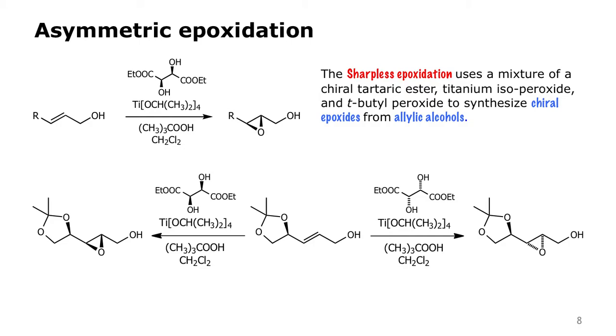He used a rather complex mixture of a chiral tartaric ester, a titanium isopropoxide, and a peroxy compound, t-butyl peroxide, as a reoxidant in dichloromethane. And he was able to synthesize chiral epoxides. And by switching out this tartaric ester for a different tartaric ester, you can steer this reaction to either enantiomeric form that you want. Extremely powerful tool in synthetic organic chemistry. We won't go into the mechanism of this, it's well beyond the scope of this course.